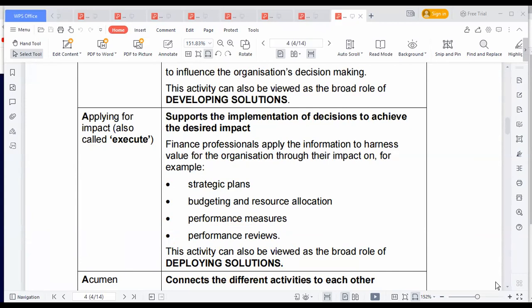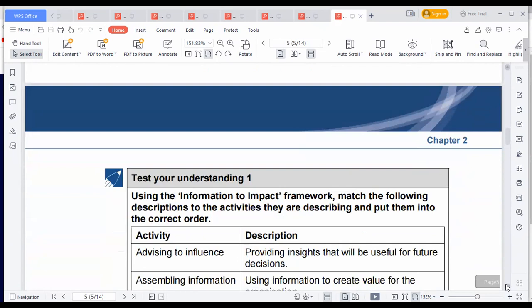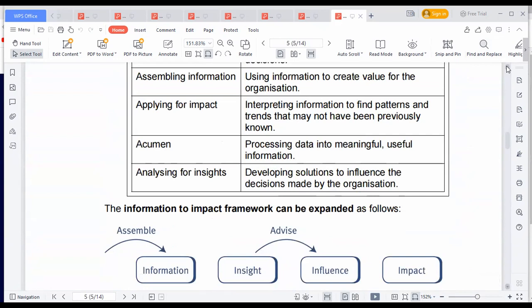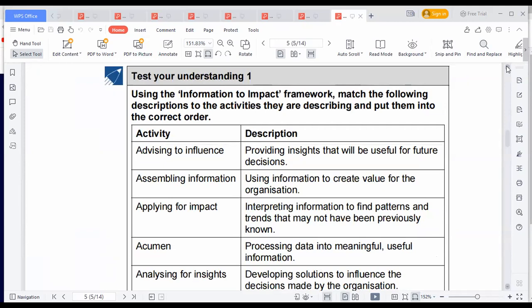So the last one is acumen. Acumen is always about the overall creation of value. Acumen is about using information to create value for the organization. So if we put all these stages together, what are we trying to achieve? We are trying to create value for the organization. Are we together, guys?